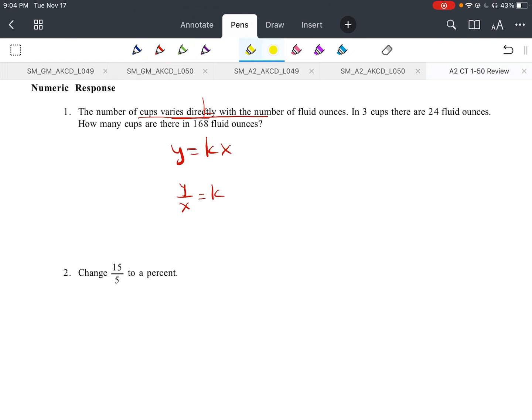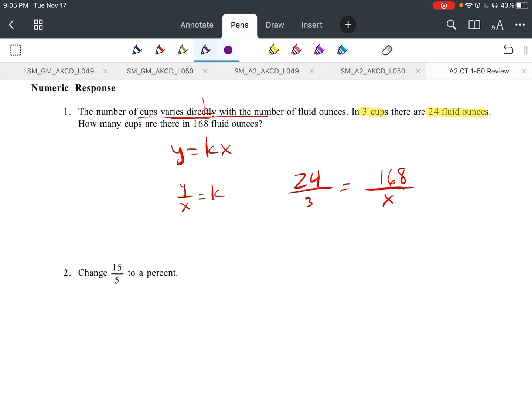In this situation, it looks like a proportion. 3 cups, there are 24 fluid ounces. So in other words, 3 might be the x and 24 would be the y, but it really doesn't matter as long as you're consistent in how you set it up. So 24 over 3, this would be like the y, this would be like the x. But either way. How many cups are there in 168 fluid ounces? So 168 has to go on the top. That's the only rule. And then this could be the unknown value here.